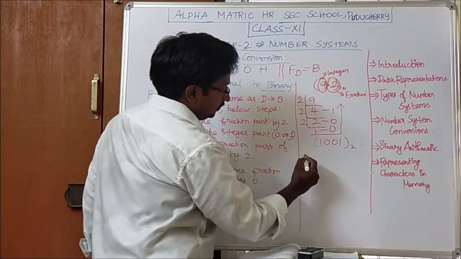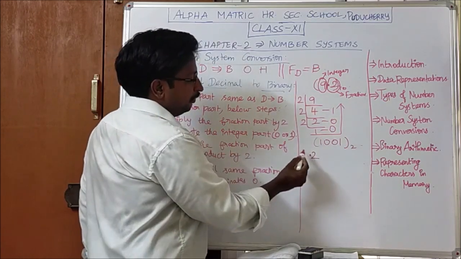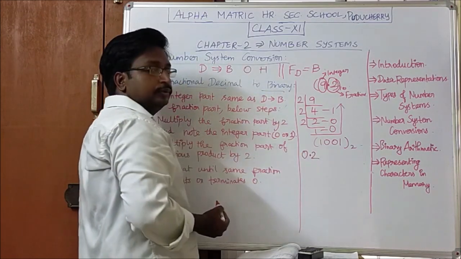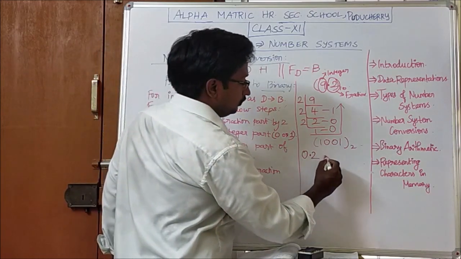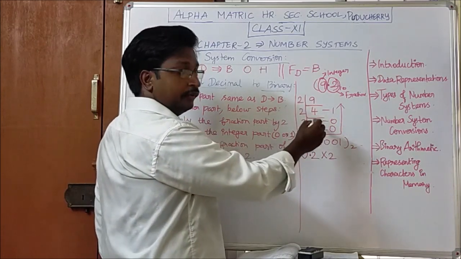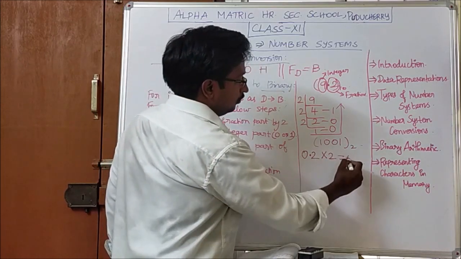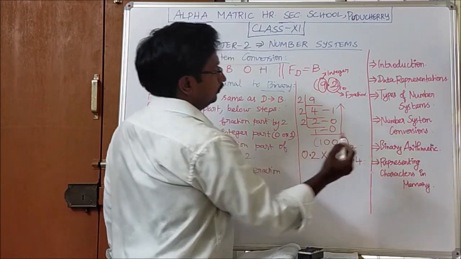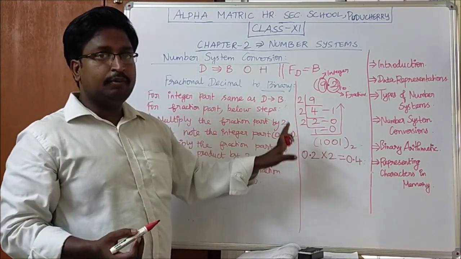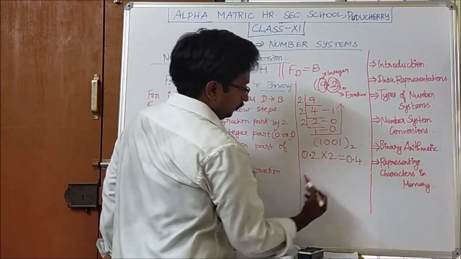So in the fractional part, first we have to take the decimal point. Before the decimal point there is nothing, so we take it as 0. It is understood. Multiply it, whereas in the integer part you repeatedly divide, here it is repeated multiplication. So now 0.4. We have to just repeat multiply by 2. Repeated multiplication by 2. The answer is 0.4.